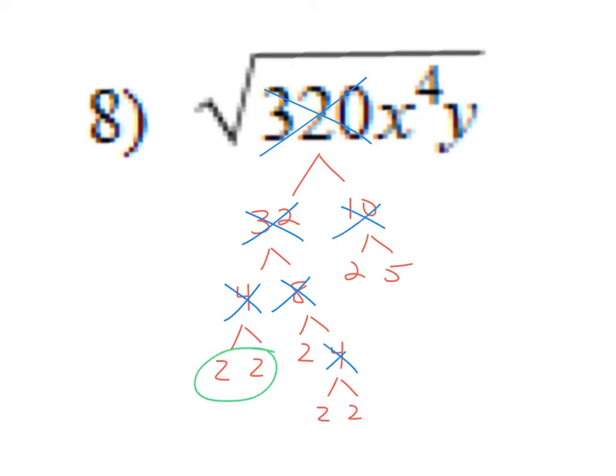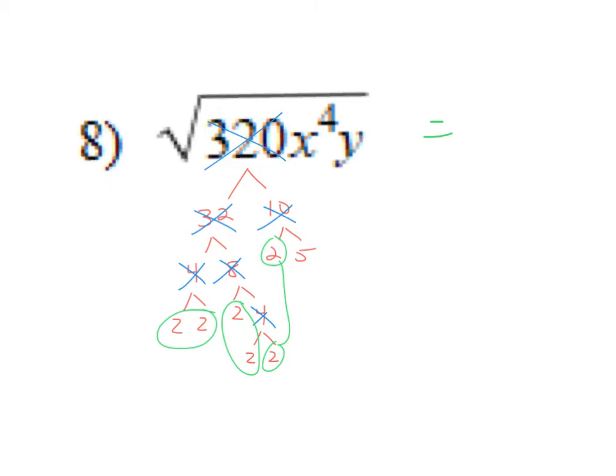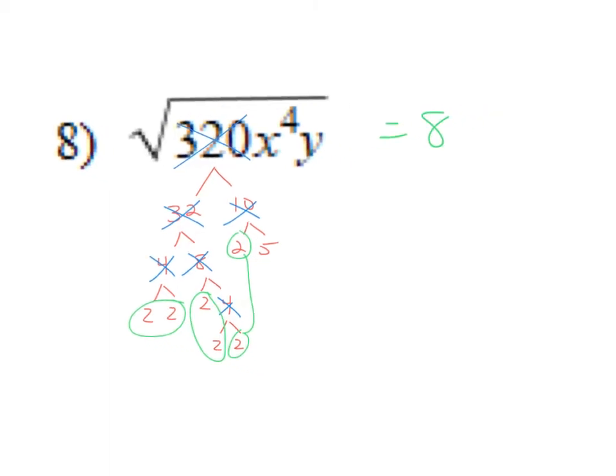All right, so let's see here. I got a pair of 2's, another pair of 2's. So 2 times 2 times 2 is 8. Now I have this poor little 5 left over on the inside. So I've got root 5.